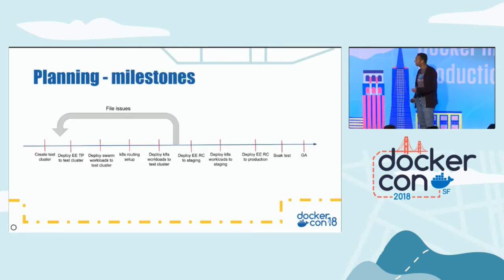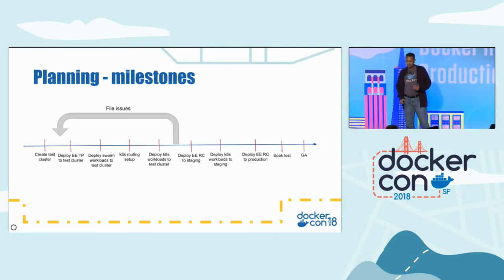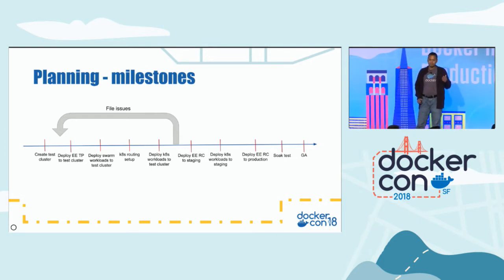This is exactly how our planning process looked. It primarily involved creating a separate test cluster, which is an exact replica of our staging and production cluster. It started with creating the test cluster, then deploying EE builds on that, then deploying Swarm and Kubernetes workloads on that. And in that whole process, if we found any issues, we'd file those issues back to the EE team. They'd get prioritized. That included bug fixes. We filed bugs as well as feature requests as we were using the product, and the cycle continued until the EE builds were stable.